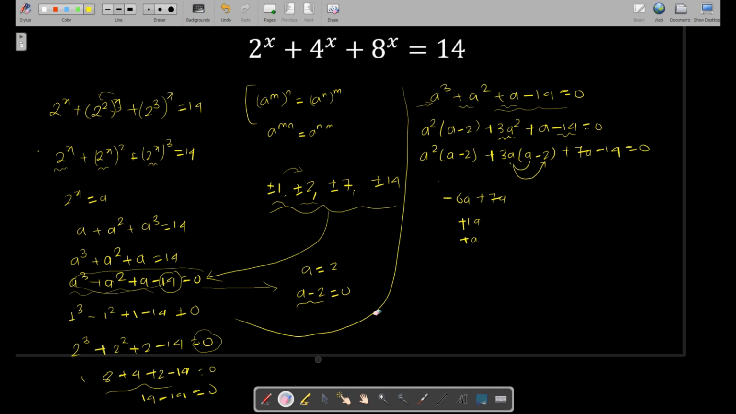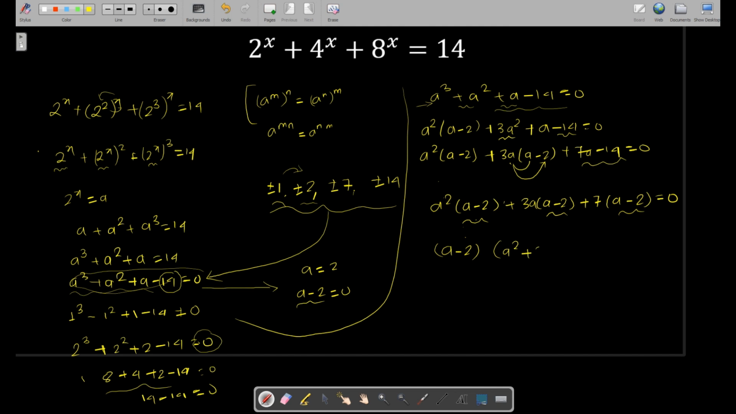Now let's erase this one first. So see, a square, a minus 2 plus 3a, a minus 2, and if you see the last two terms, you can see there is a 7 common in both terms, right? So I can take 7 common out. Negative 7 times 2 is 14, equals 0. Now I can see a minus 2 is a common factor in all three terms, so I will take that common here, and the remaining term, a square plus 3a plus 7, will remain as it is, equals 0. Okay, so we have got our answer.